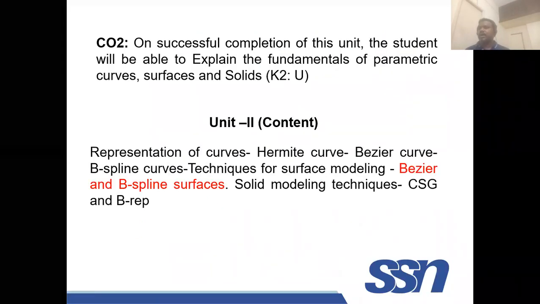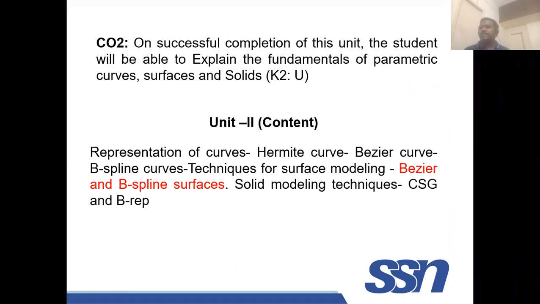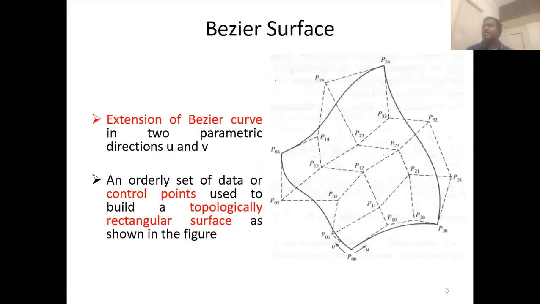Today's session, we are going to discuss Bezier surface and B-spline surfaces. So it's just an extension of a Bezier curve and B-spline curve in two dimensions, U and V directions, so that a surface can be created. Now let us see, it is a small patch made with a Bezier surface.